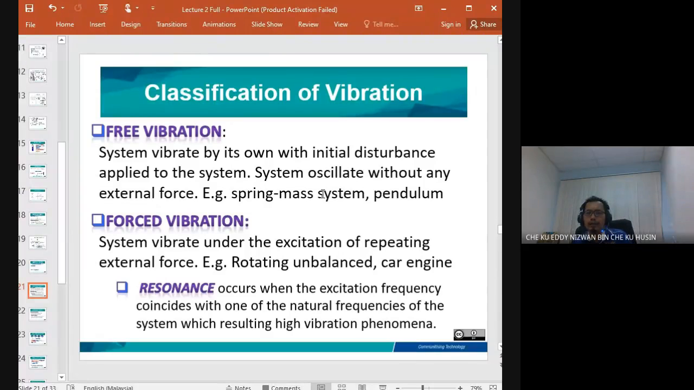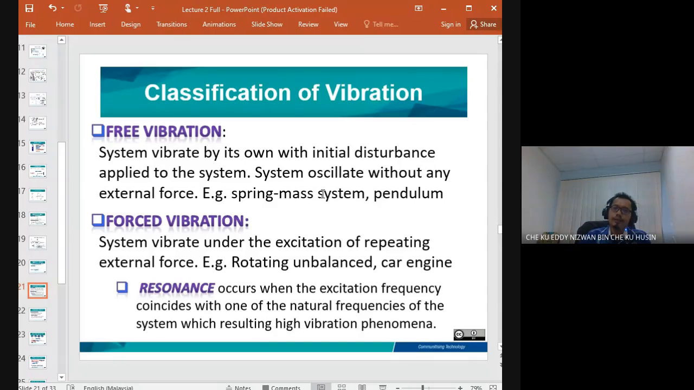Now we go to the classification of vibrations. First we can classify into two: free vibration and forced vibration. If you have a mass, for free vibration the mass vibrates just due to an initial disturbance. The system vibrates with the initial disturbance applied to it. For example, you have a spring-mass system, you press the mass and then release, and the mass will oscillate.